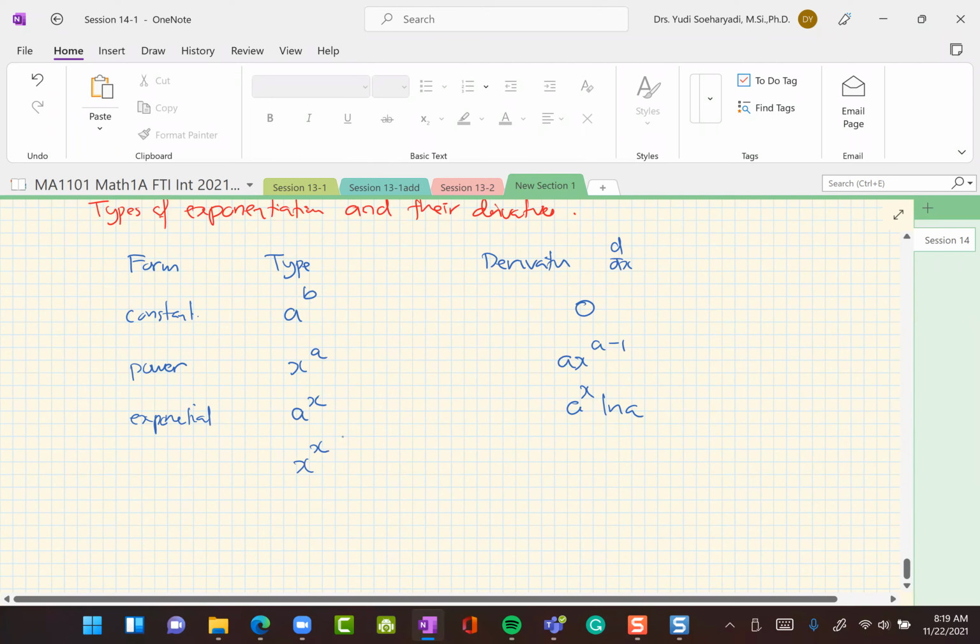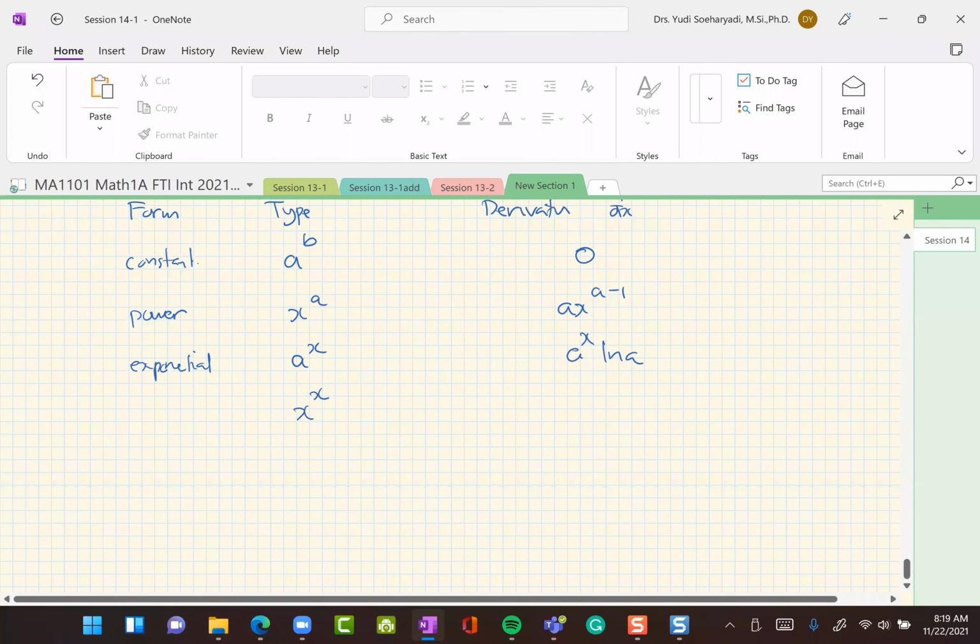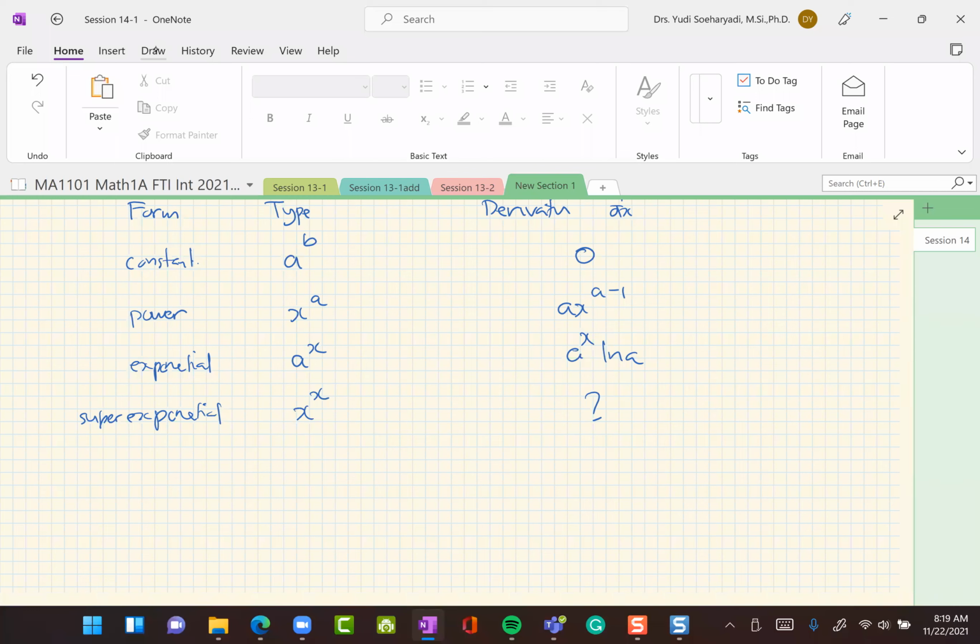x to the x. So both are variables. The book, Purcell, doesn't give a name to this one. I would call this super exponential. And the derivative, let's see, how would we take the derivative?